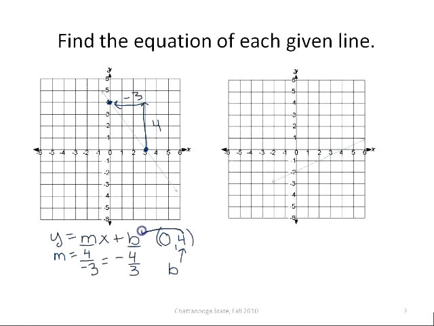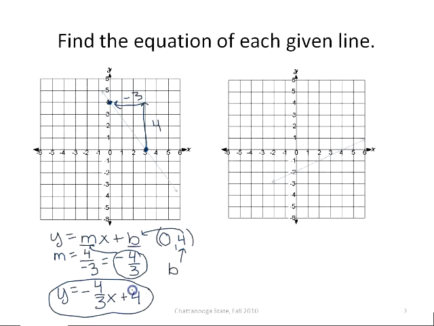So I'm going to put the 4 for b, and I'm going to put the -4/3 for m. So my equation will be y equals -4/3 x plus 4. And that's the equation of that line. The next equation, let's see, I've got this point here, then it looks like I've also got this point here.